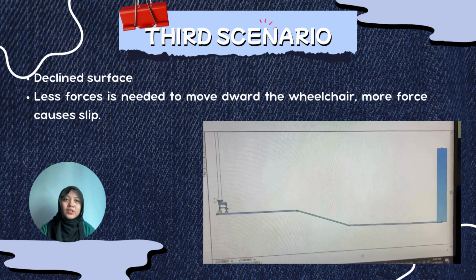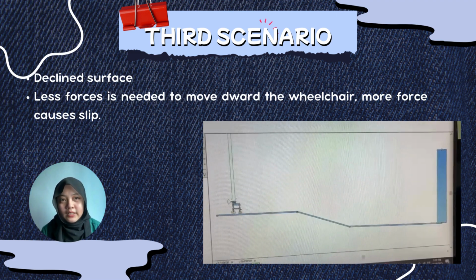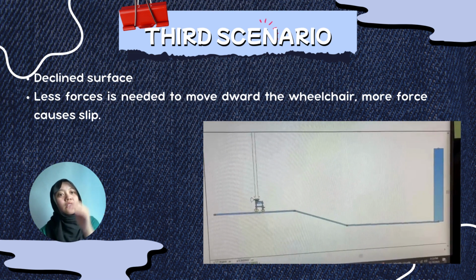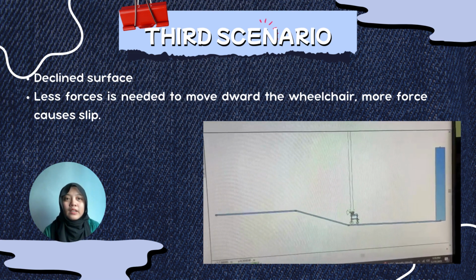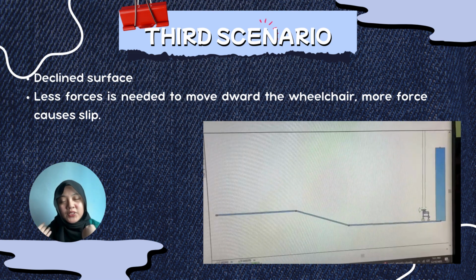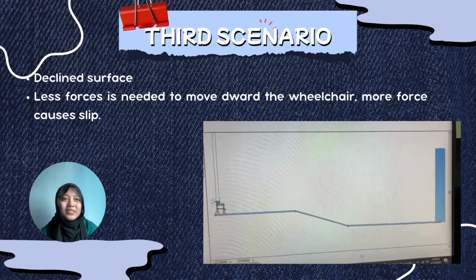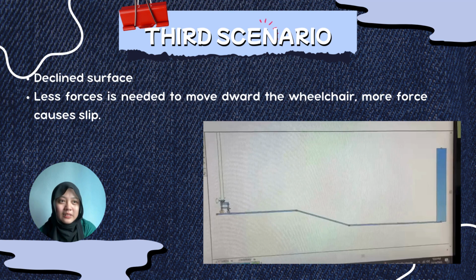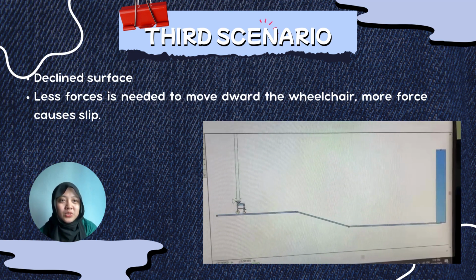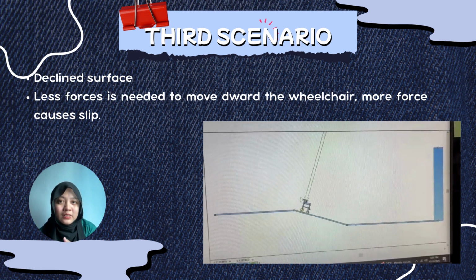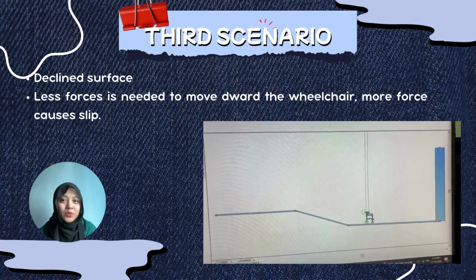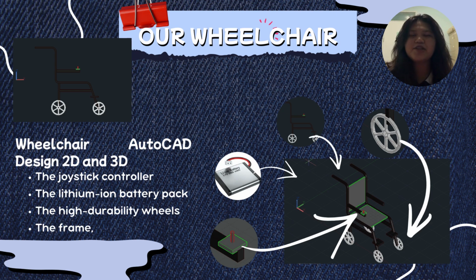For the third and final scenario for the Working Model, we're going to look at declined surfaces. On declined surfaces, less force is needed to move the wheelchair downward. If we use more force, it will cause the wheelchair to slip and cause a safety problem for the patient and the user. This 3D model shows the main components of our wheelchair design.